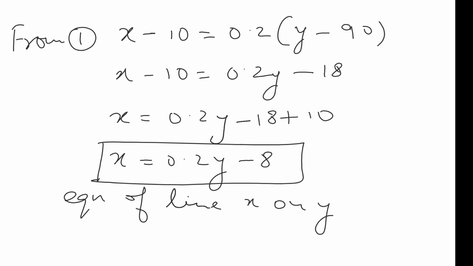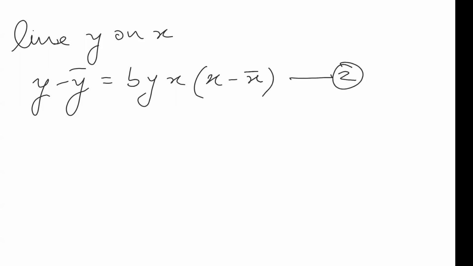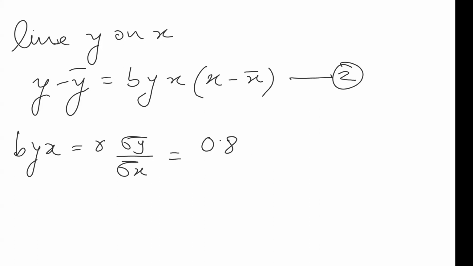Now we are supposed to calculate the second line, line y on x. The equation is y minus y bar equals byx times x minus x bar. This is equation number 2. X bar and y bar we already have, I've already discussed that. Byx is not the covariance formula, sorry. We'll use the r formula because r is given in the problem. Byx is r sigma y upon sigma x. R is equal to 0.8, given in the problem.